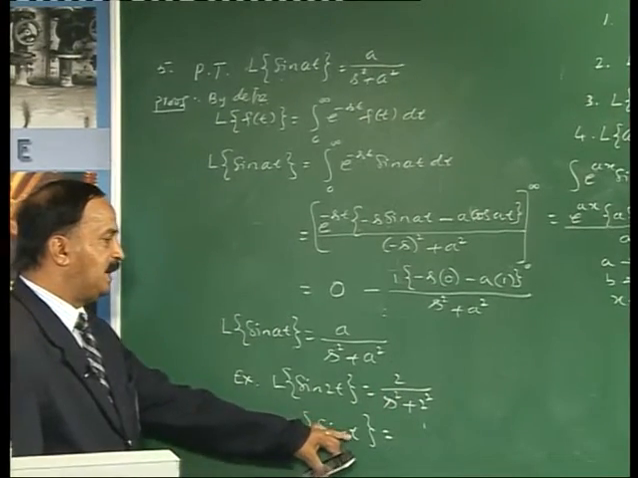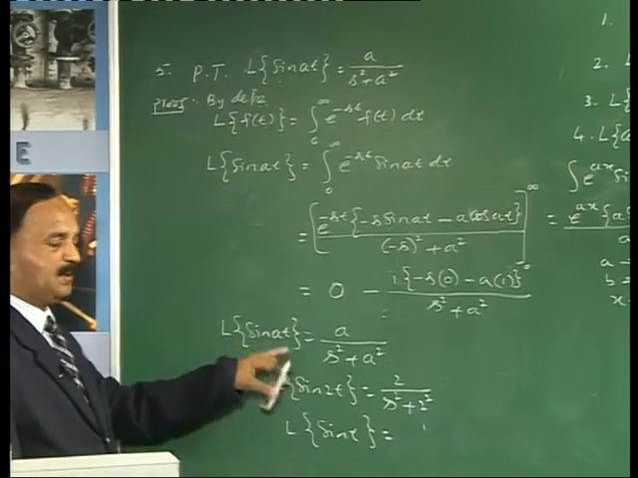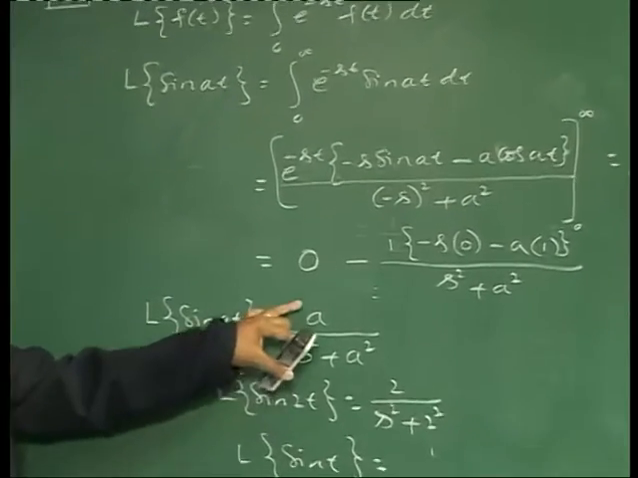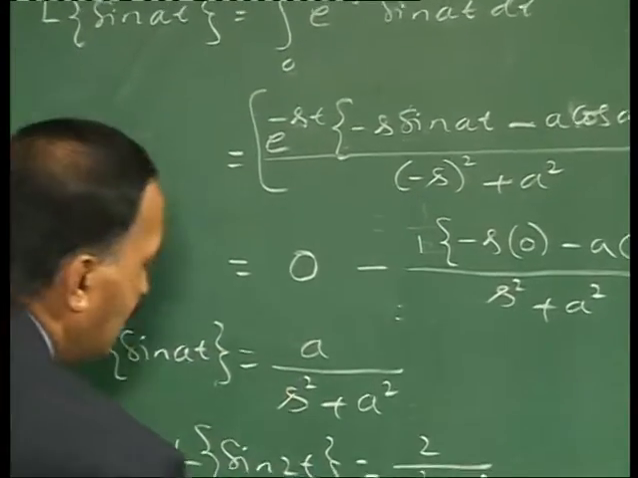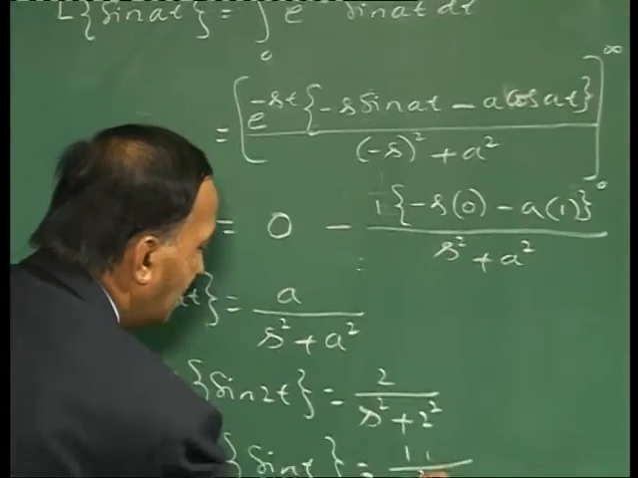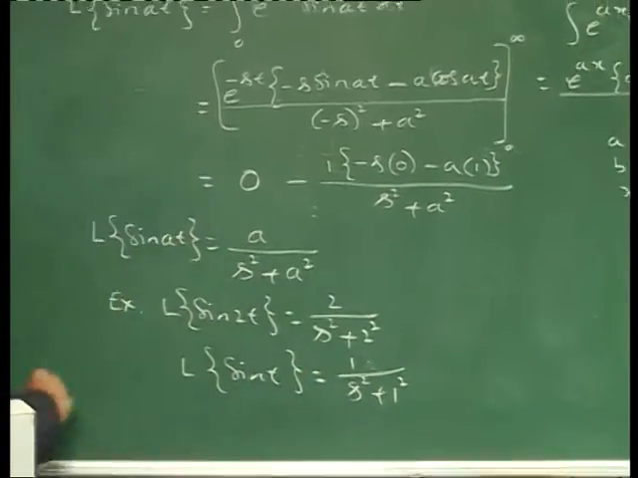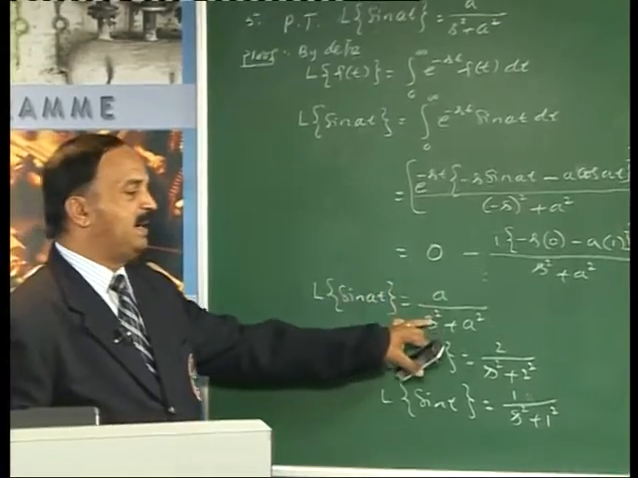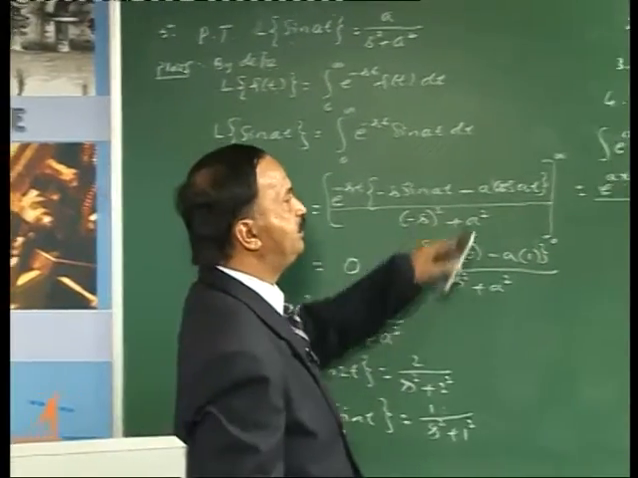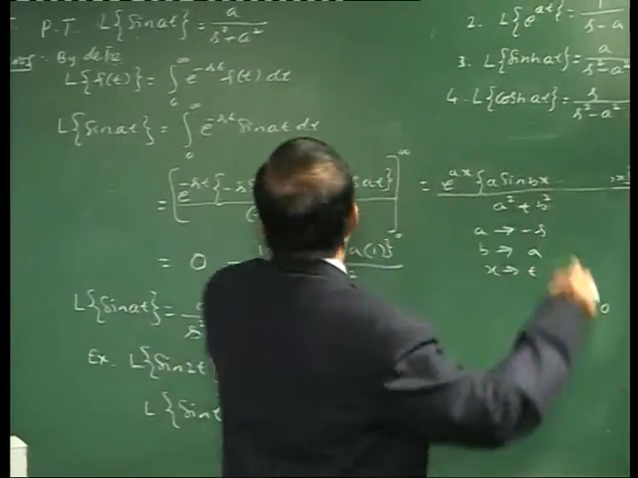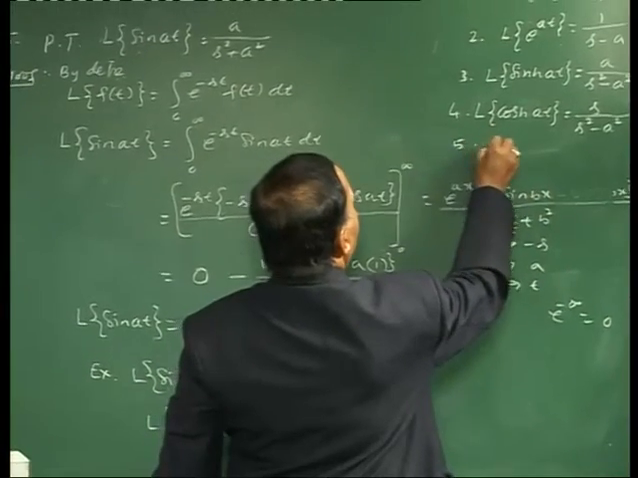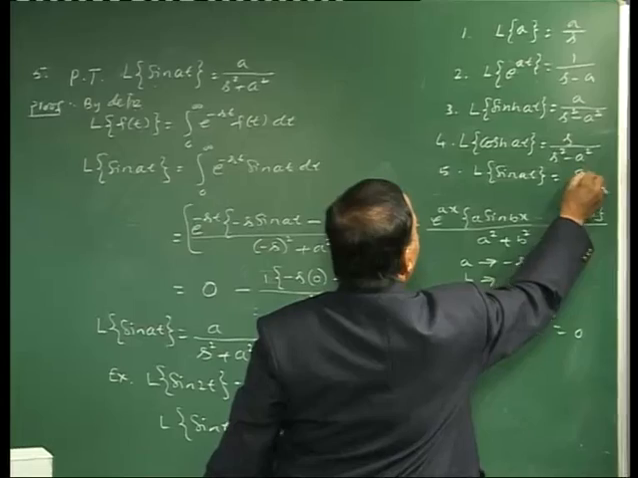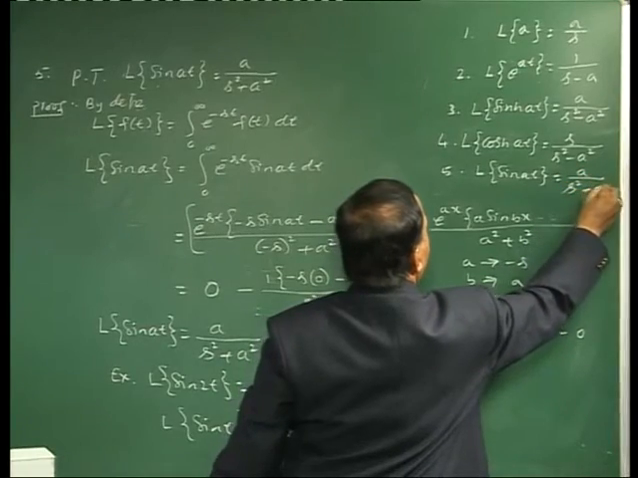Here the coefficient of t is 1, and in the general case the coefficient of t is a. In this formula put a equal to 1, and you will get the required answer. That means 1 divided by s square plus 1 square. This is the answer. So L of sin at is a divided by s square plus a square. That is number 5.